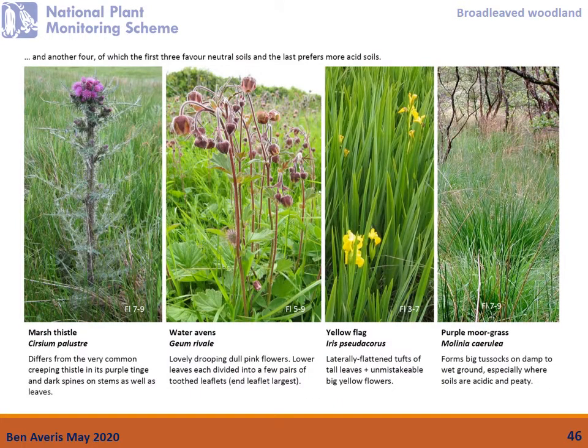Marsh thistle, it's darker than the other common thistles because it's got a purpley tinge along the edges of the leaves and up the stems, and the flowers are a bit darker as well than they are in creeping thistle and spear thistle, which are the other very common thistles. And it likes wettish, neutral soils.